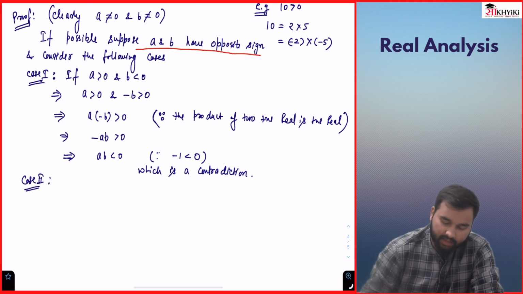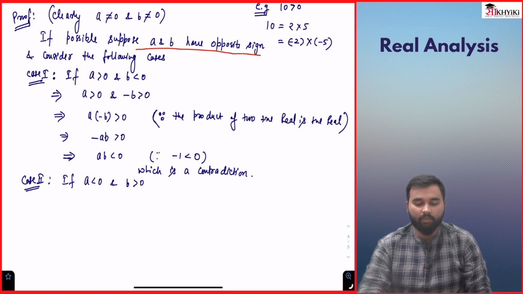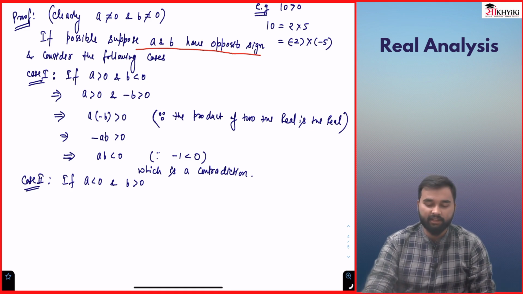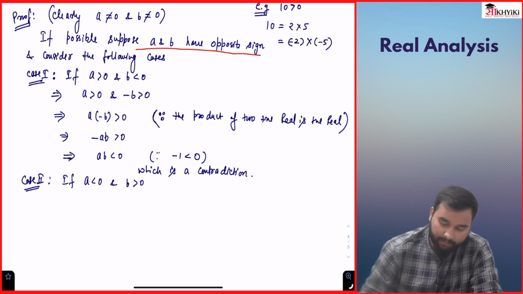What do we have in the second case? If A is less than 0 and B is greater than 0. In the first case, we assumed that A is positive and B is negative, right? And in the second case, we are assuming that A is negative and B is positive. Okay.